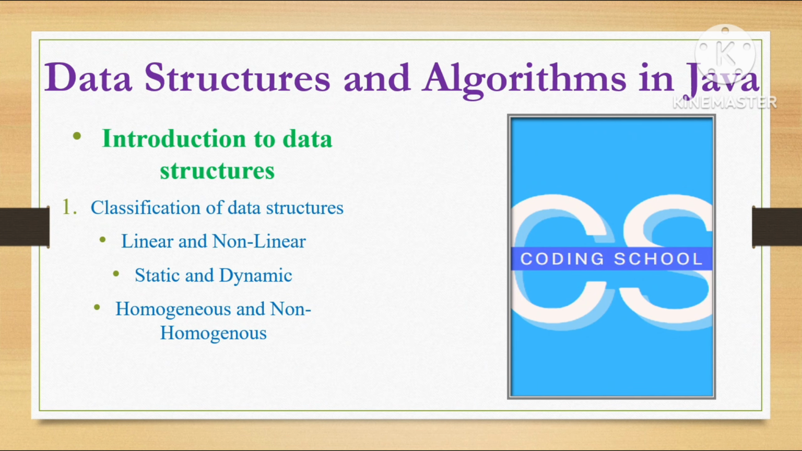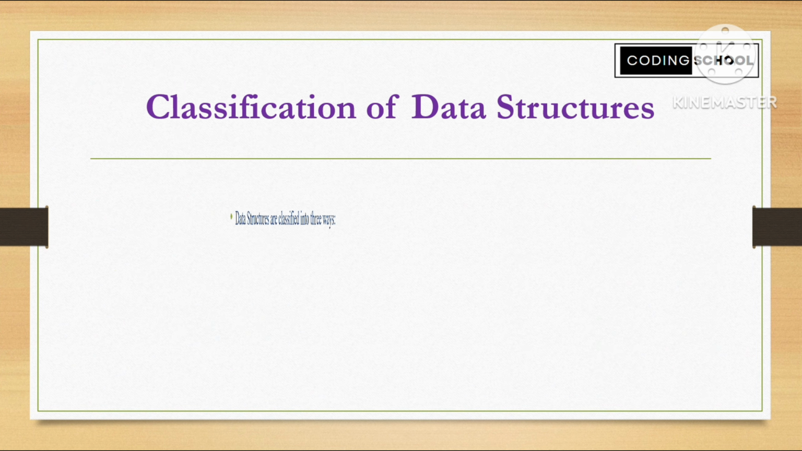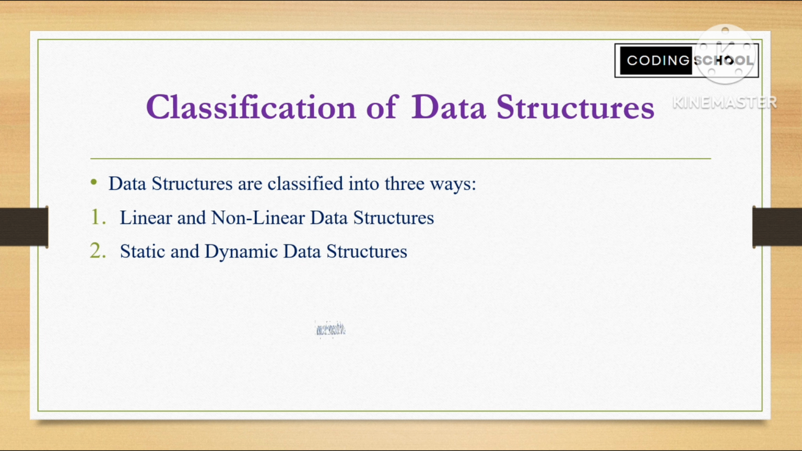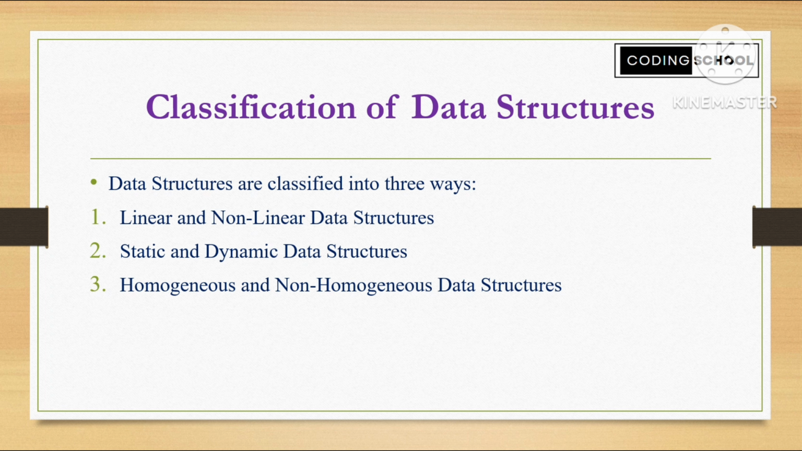So today we are going to study classification of data structures. Data structures are classified in three ways. First is linear and nonlinear data structures. Second is static and dynamic data structures. And third is homogeneous and non-homogeneous data structures.